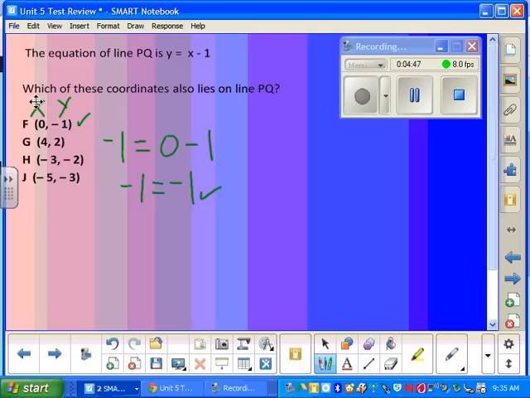Now I want to go ahead and show you how G does not work, just so you know what's going to happen if we get a wrong answer. On G, you would have 2 equals 4 minus 1. What is 4 minus 1? Well, it's 3. See how 2 does not equal 3, therefore that is not a right answer. That's what's going to happen if it comes out to be wrong. Okay, so I think we've proved our point, and we know that F is the correct answer on that one. Okay, on to the next one.